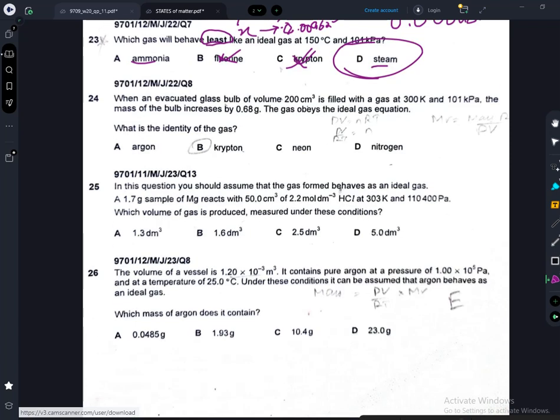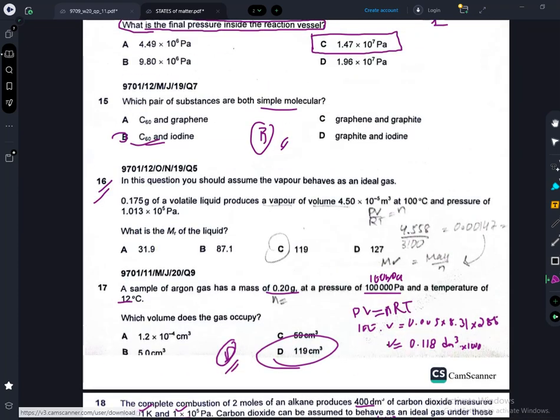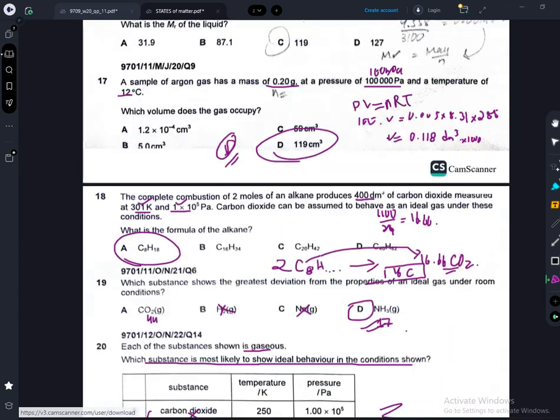Question number 24. I guess we have done 24 already. Yes, we have done. This is MCQ number 17. No, not 17.